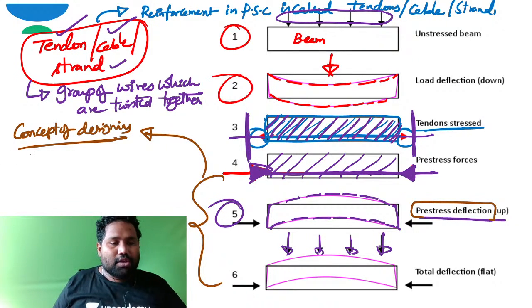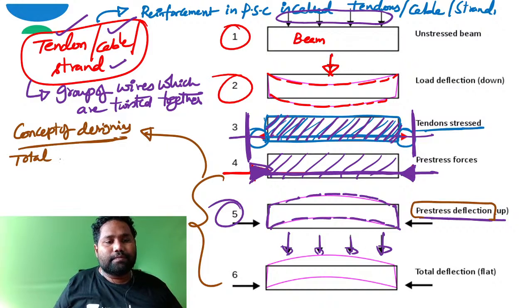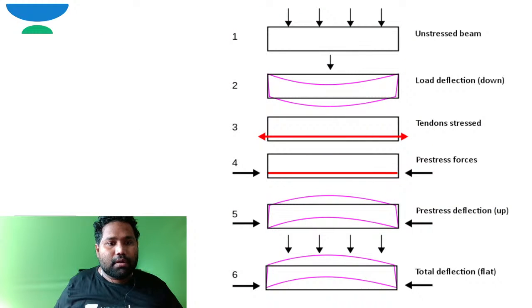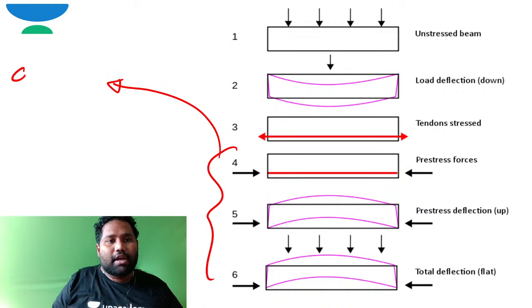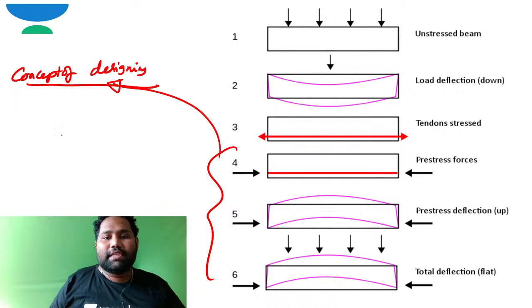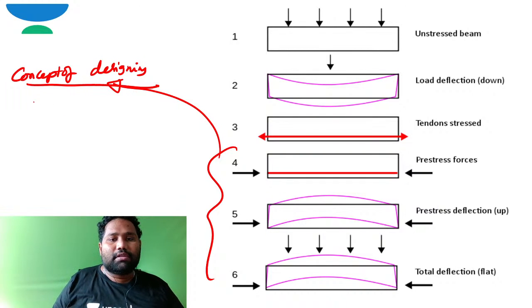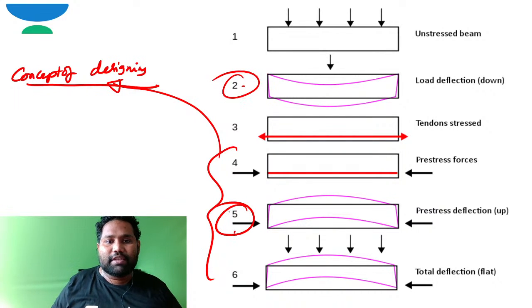So let me write that. Let me write what is the concept of designing, from step number 4 to 6. I can say from step number 5, the deflection is equal to the deflection that is coming into picture because of the second. So both deflections should be the same.